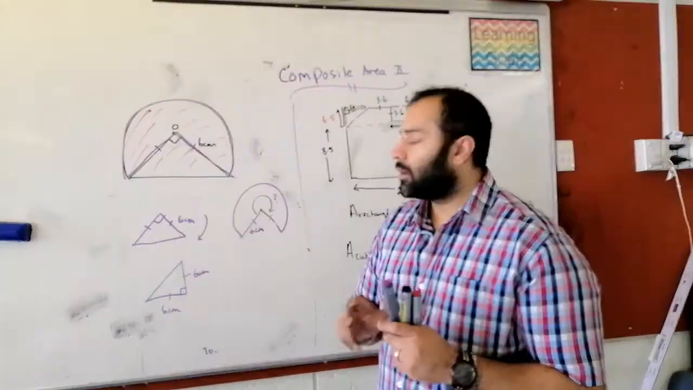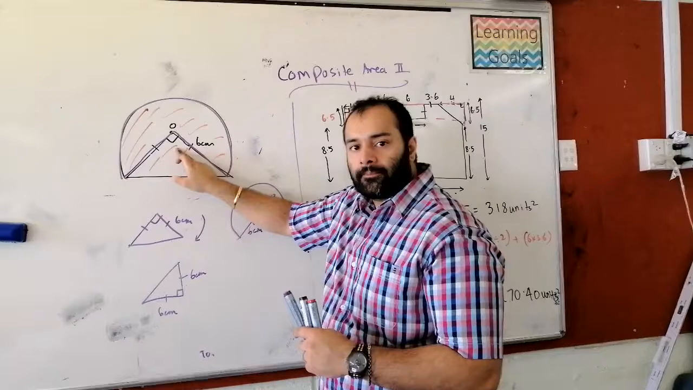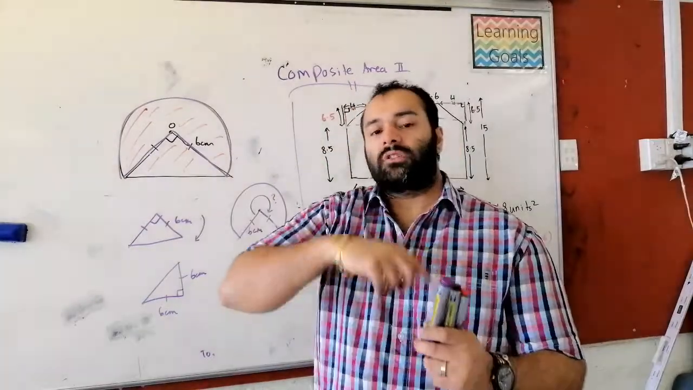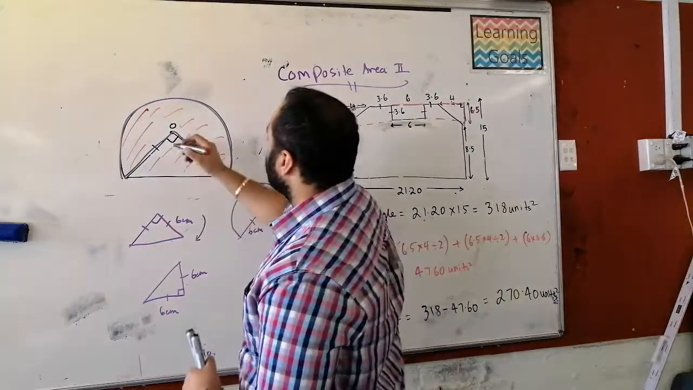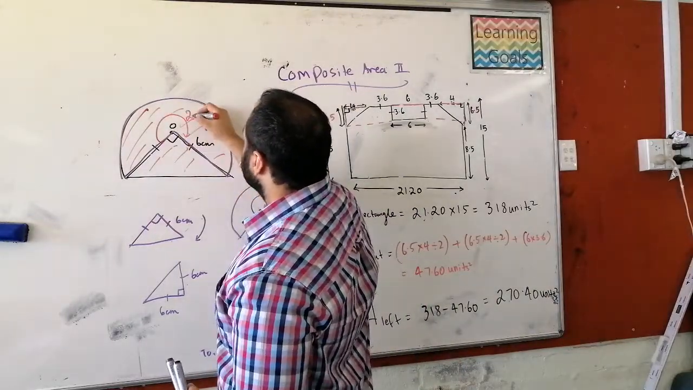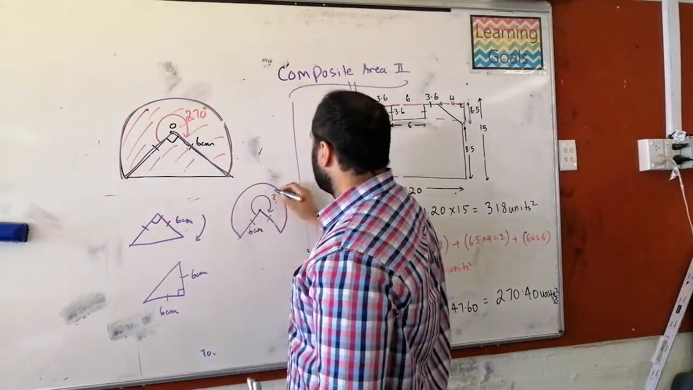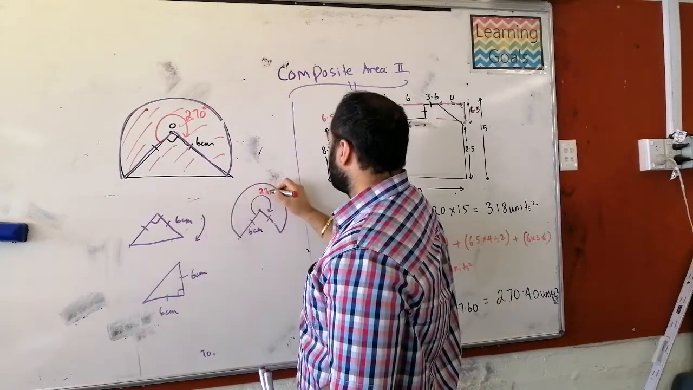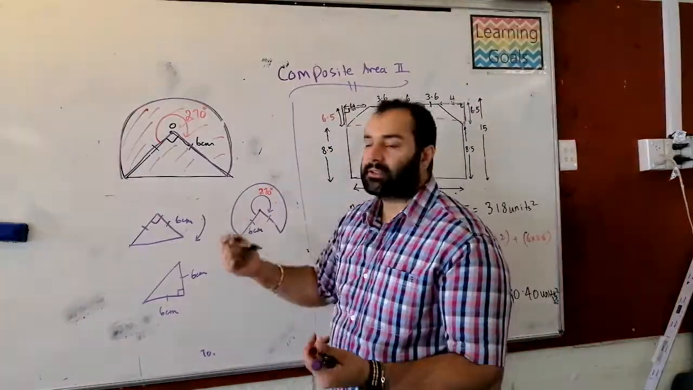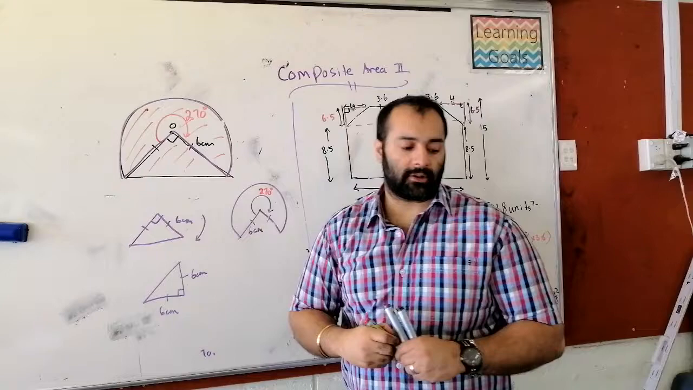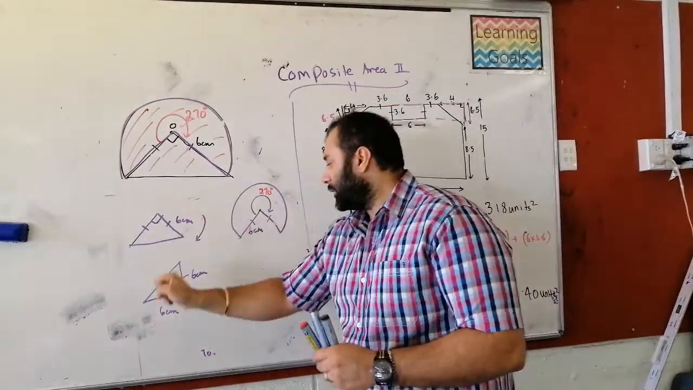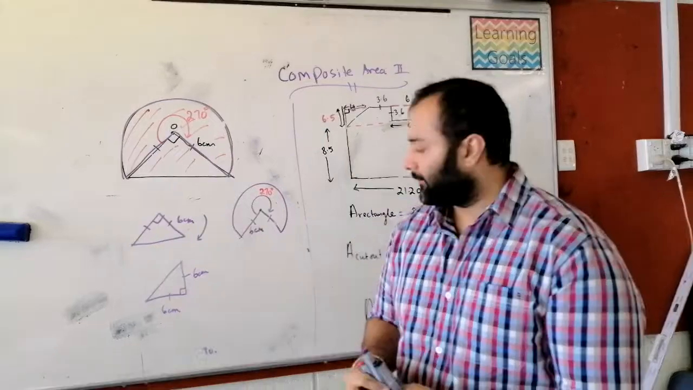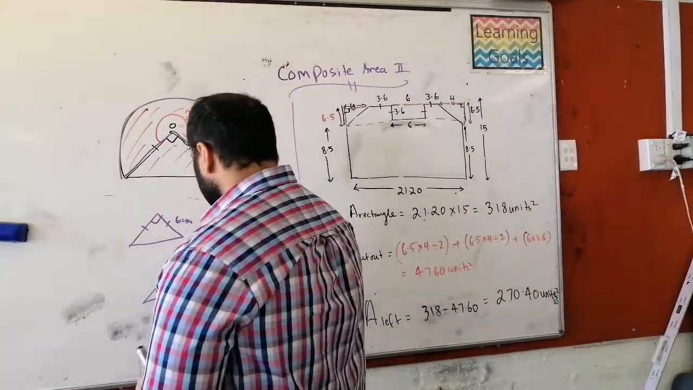However, that's 90. So full revolution is 360. Out of 360, I know 90. My missing part is 270, 360 minus 90 is 270. So what I'm going to do is this. I'm going to find the area of this sector plus the area of this. That will give my total area. So I'll start with this.